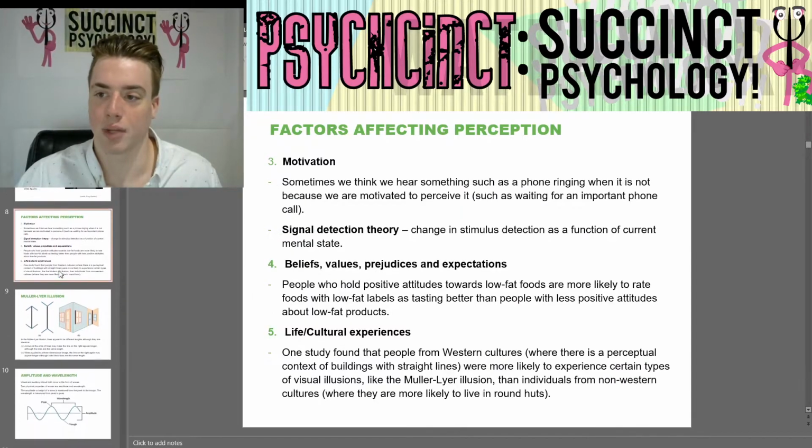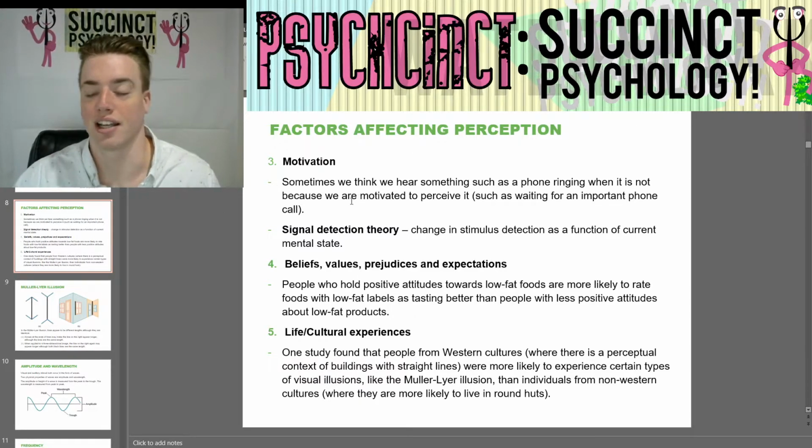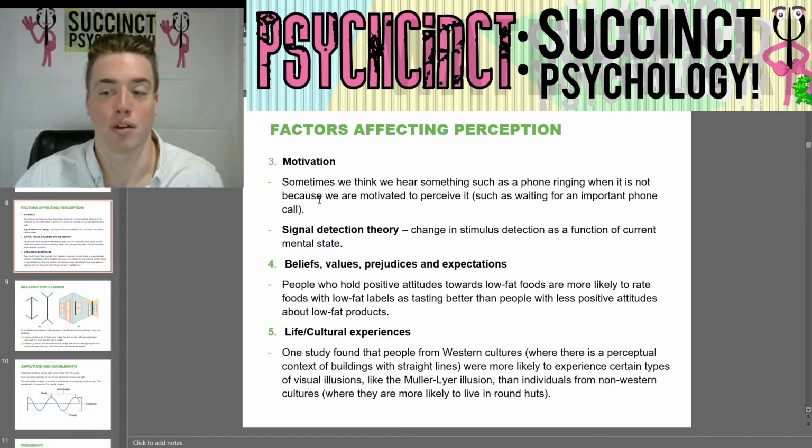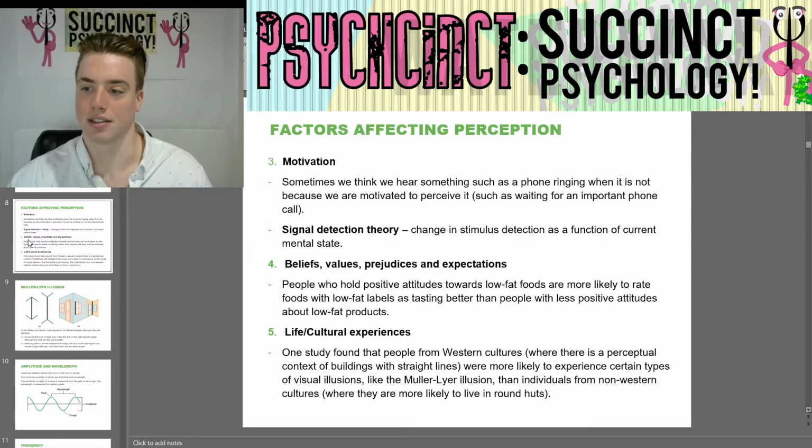Next we have factors affecting perception. Well, continuing, not next. We have motivation. Sometimes we think we hear something, such as a phone ringing, when it is not, because we are motivated to perceive it, such as waiting for an important phone call. Or the same thing, you're waiting for a text from somebody. You might think, oh, did my phone just buzz? But it didn't. The reason you thought it did is because you're motivated to perceive it. You're waiting to hear that phone ring or the vibration.